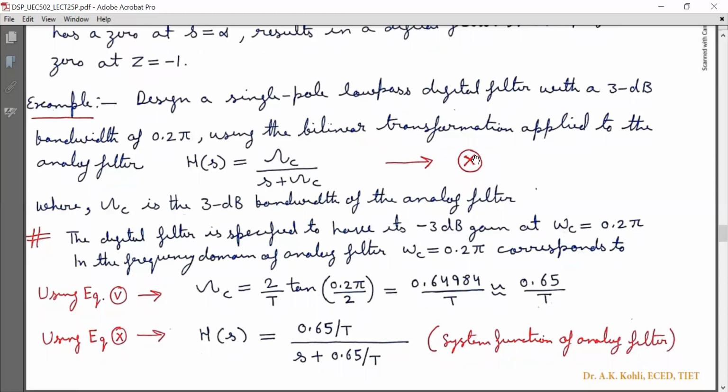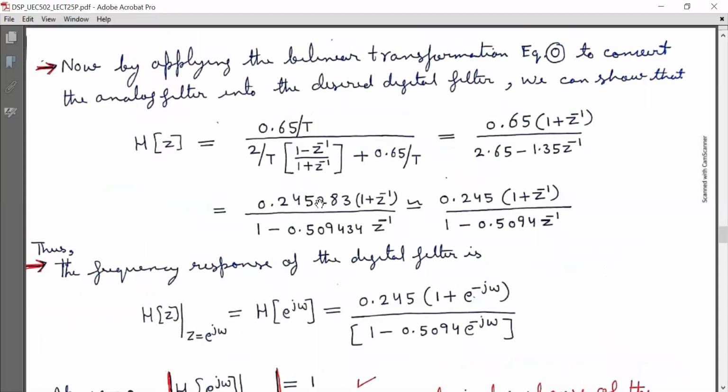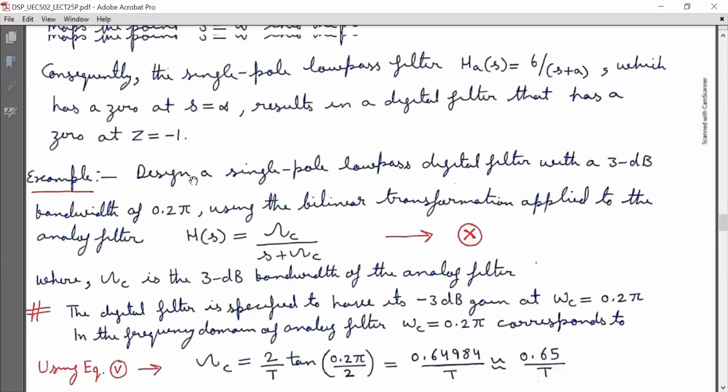Now using equation X, I will substitute the value of capital Omega_c. H(s) is equal to 0.65 divided by T, divided by s plus 0.65 divided by T. This is the system function of the analog filter. Now applying the bilinear transformation equation O to convert the analog filter into the desired digital filter, we can show that H(z). Now have a look at equation number O.